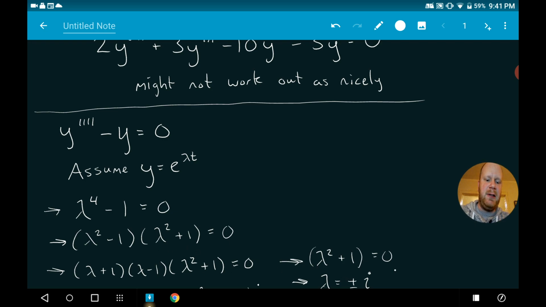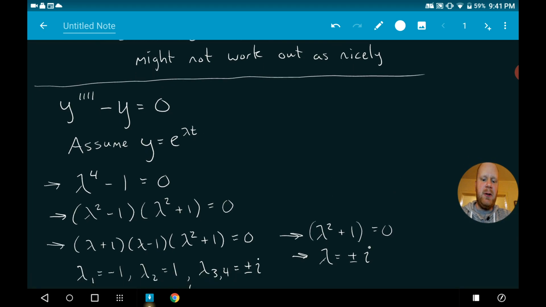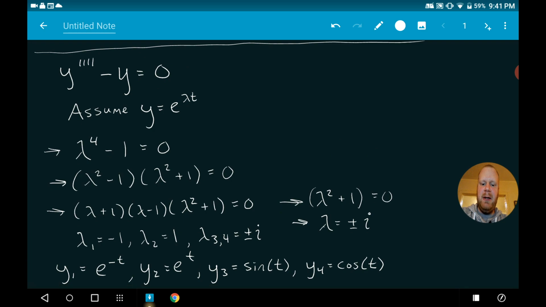I sort of solved on the side here to say that lambda squared plus 1 is equal to 0 gives me, well, you've probably seen this in your examples, but lambda is going to be equal to plus or minus i there. So my 4 lambda values are going to be -1 for this one, 1 for this one, and plus or minus i are going to be my third and fourth values for lambda. We can have 4 solutions based on this.